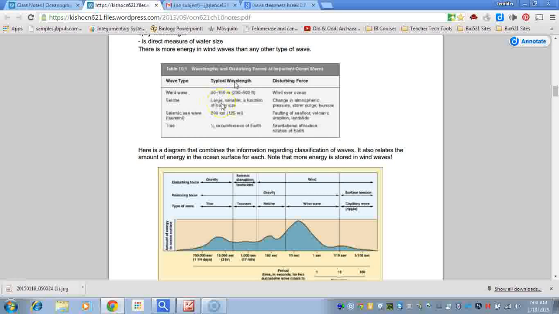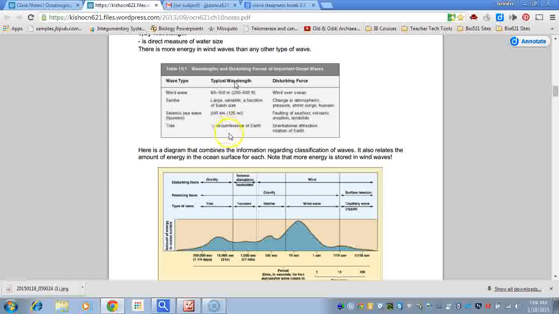Seiches are large. The wavelength is so large that they wouldn't normally be able to be deeper than half of their wavelength. And if you look at a tsunami, they're typically 200 kilometers, so half that would be 100 kilometers. And the deepest that the water could be is 11 kilometers. So it's not possible for this to be considered a deep water wave.